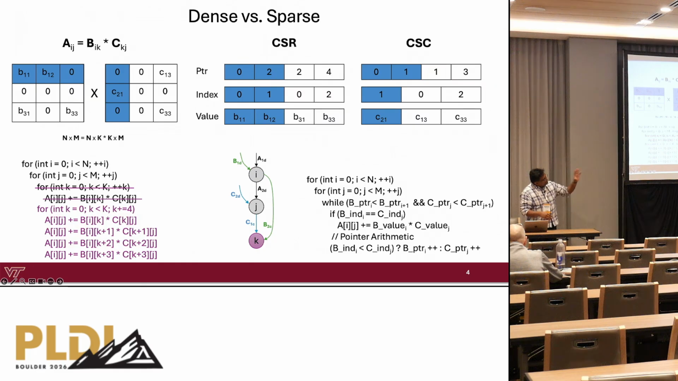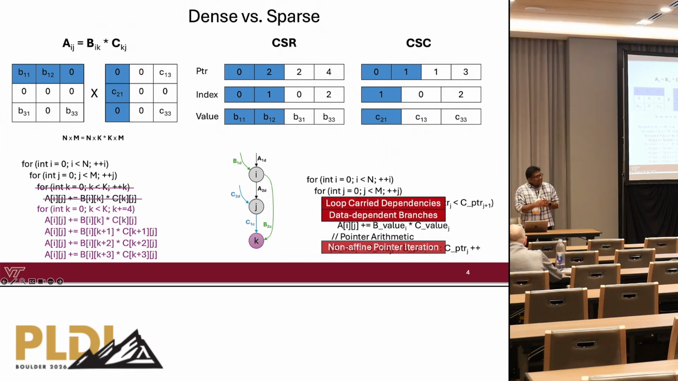But essentially we are doing the same computation on the sparse tensors or sparse matrices, but this loop does not get vectorized as easily as the dense one. So what are the reasons? We have loop-carried dependencies, data-dependent branches, and non-affine pointer iterations, and everything bad you can say about this loop is there. So your loop won't get vectorized.